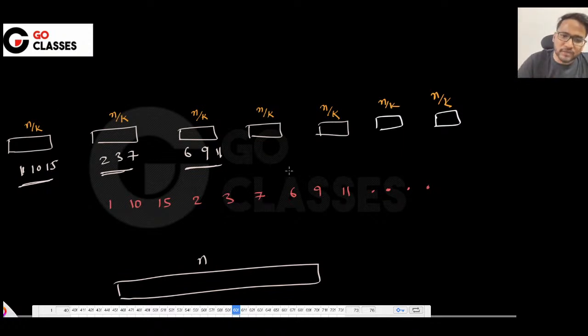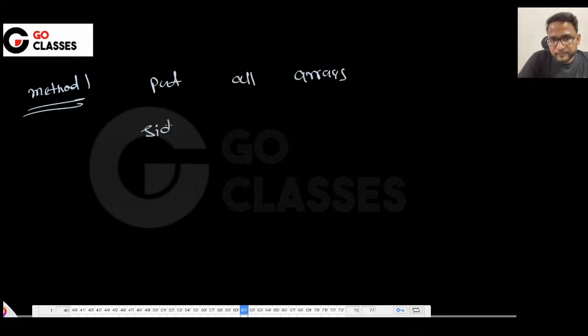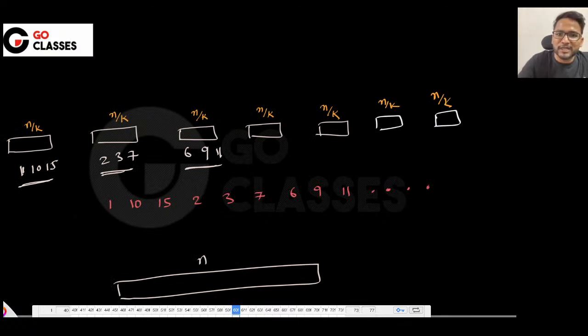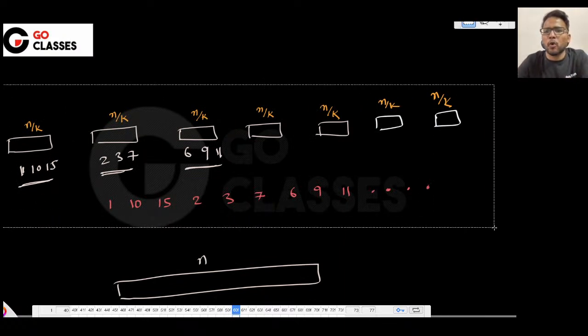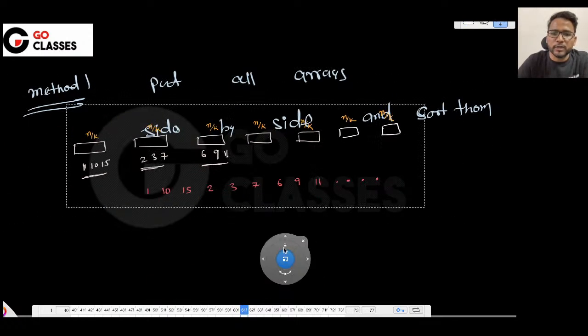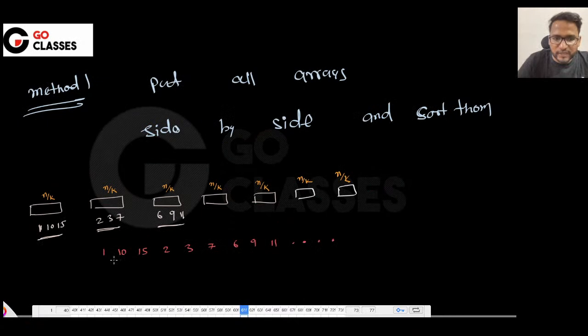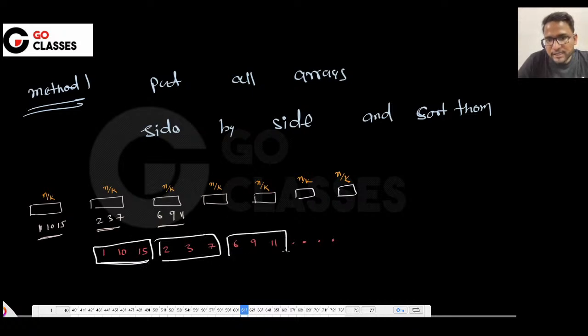Now let's see a few methods for this. Let's see method 1. In method 1, what you can do is put all arrays side by side and sort them. Which means you put the first array, then put the second array beside it, and the third array side by side, and then you sort this whole complete array, right?